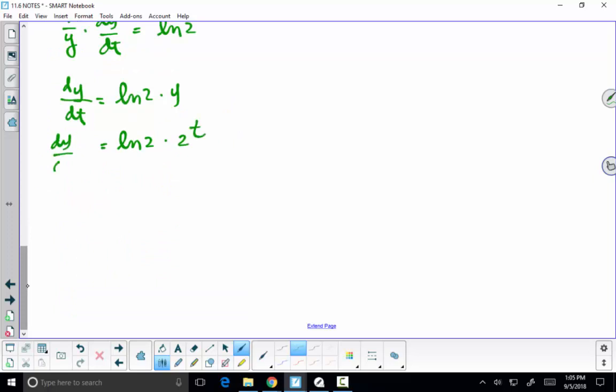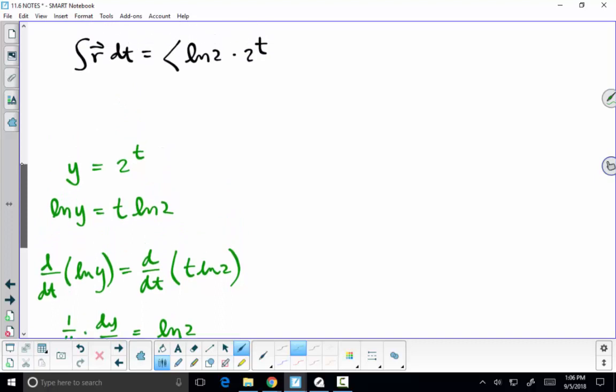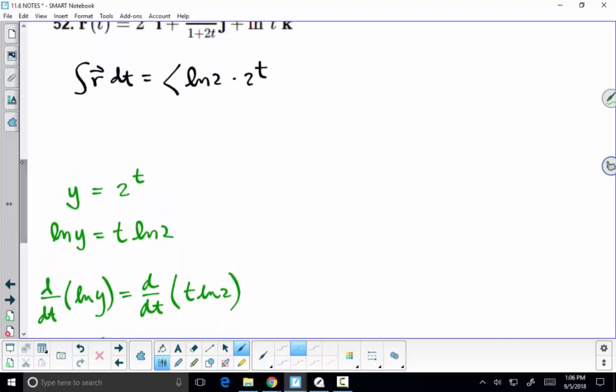So what we see when we differentiate is that we multiply by natural log of 2. So what do you think we do if we integrate? Divide by natural log of 2. So up here, divide instead of multiply because we're integrating. So we will rewrite that as 2 to the t over natural log of 2.